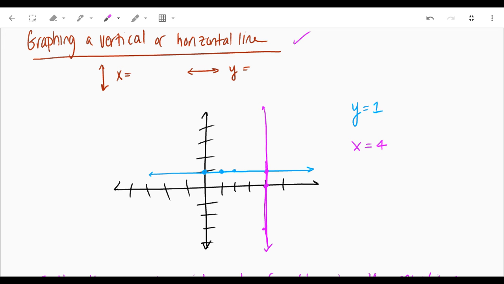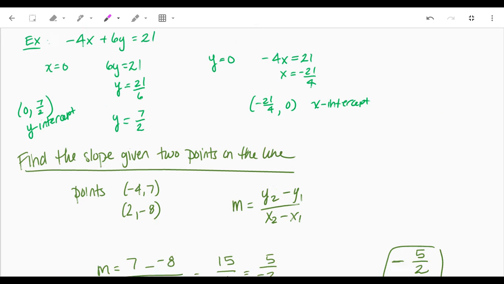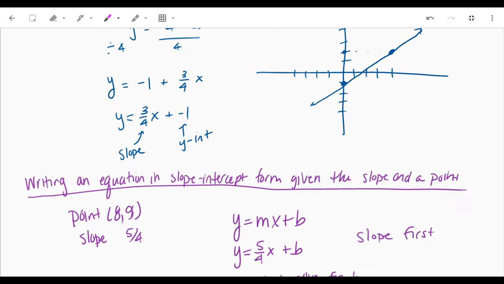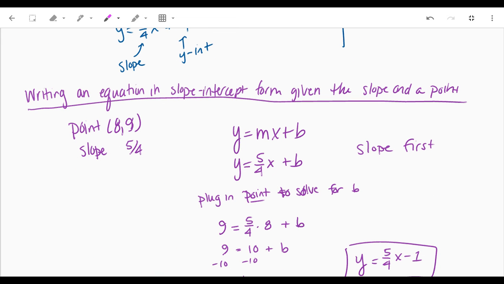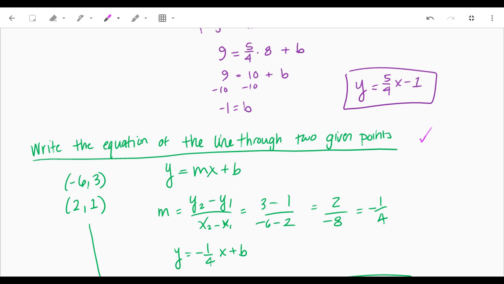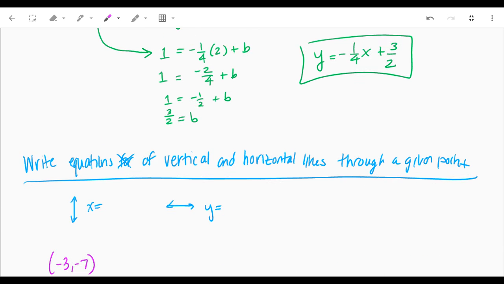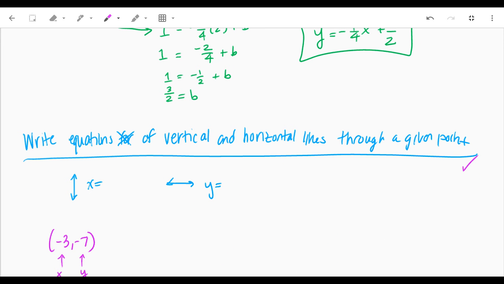After that is writing an equation in point slope form given the slope and a point. And we've already done that. Okay, so we already did that one. I'm not sure why they have these duplicated in two sections. The next one is writing the equation of a line through two given points. Already got that. And then the last one is writing the equations of vertical and horizontal lines through a point. We've already got that, which means we are done.